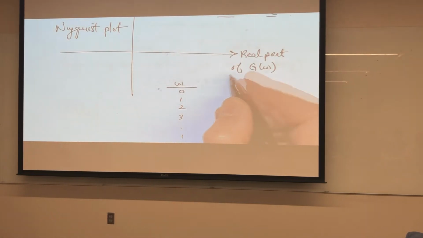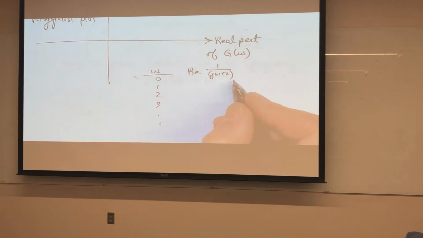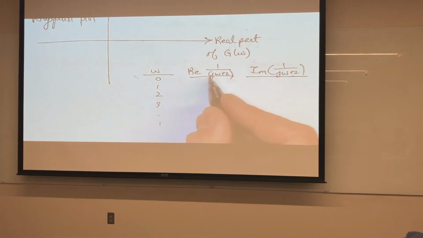And then what you would have to do is calculate the real part of 1 over j omega plus 2. Do that on a computer. And then make another column, say the imaginary part of 1 over j omega plus 2. You stick the number in here.